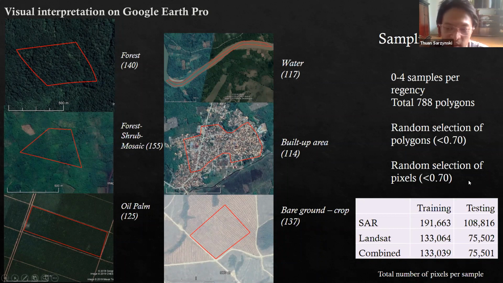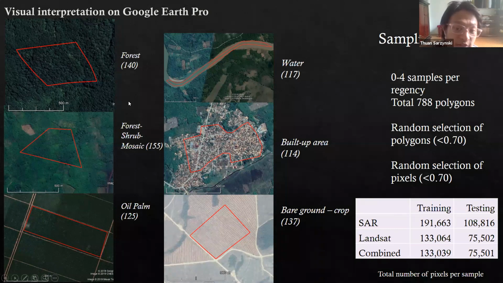And then we used those pixels as training pixels or testing pixels. So you can see on the small table on the right. At the end, we had about 200,000 training pixels for the radar classification, and 730,000 for the Landsat, and 130,000 for the combined classification.